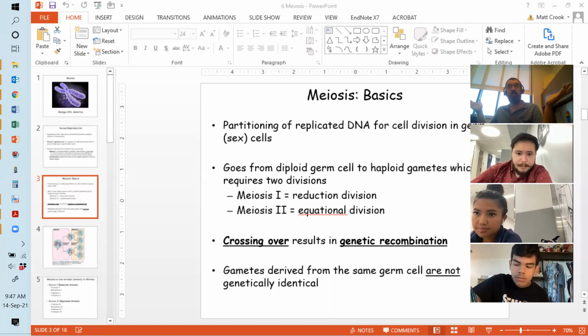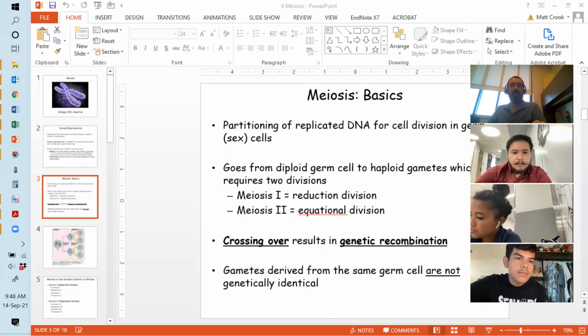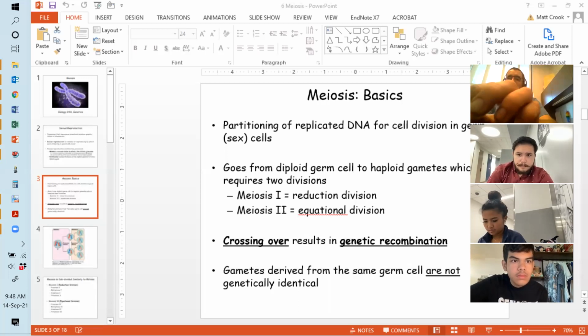Somatic cells, 46 chromosomes total. After one round of meiosis, meiosis one, each daughter will have 23 chromosomes. Still, you'll still have one of everything. You know, it's not losing chromosomes, one hopes. But you've gone from having two of every chromosome to having just one, right? That's part of why meiosis one is so important.